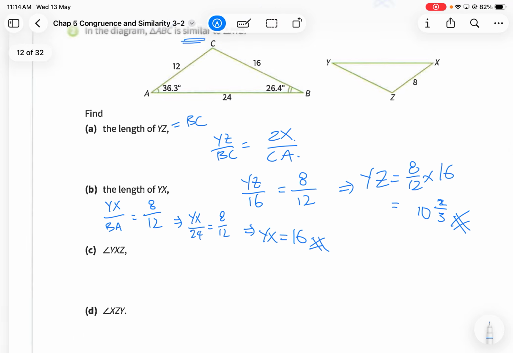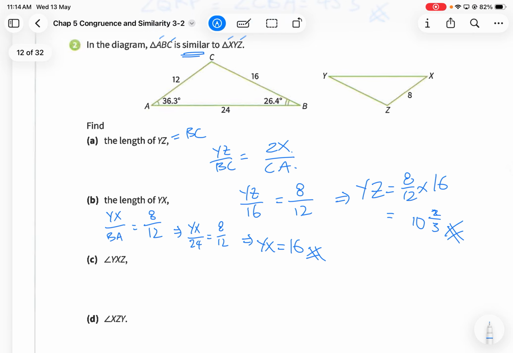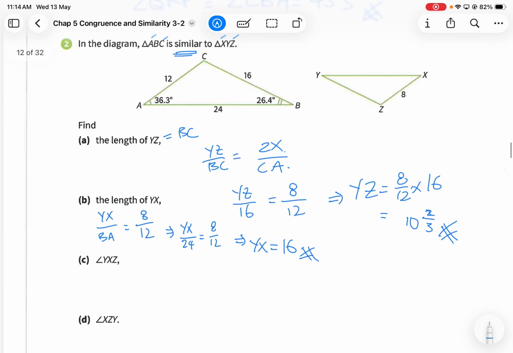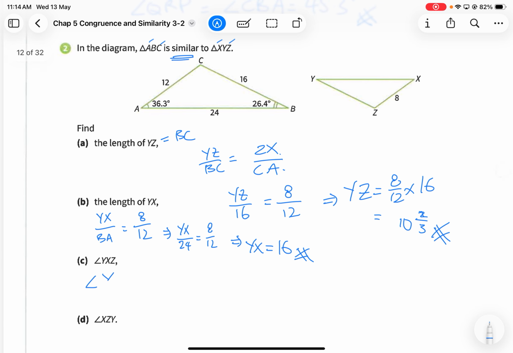Okay, then when it comes to angles, in similar figures the corresponding angle must be the same because same shape. If the angle becomes bigger or smaller, then the shape is different already. So for angle, that means they are the same. It is not that the ratio is the same, but the angle is the same. Angle XYZ equals BAC. I go by the naming.